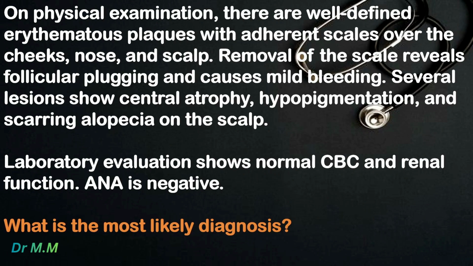On physical examination, there are well-defined erythematous plaques with adherent scales over the cheeks, nose, and scalp. Removal of the scale reveals follicular plaquing and causes mild bleeding. Several lesions show central atrophy, hypopigmentation, and scarring alopecia on the scalp. Laboratory evaluation shows normal CBC and renal function. ANA is negative. What is the most likely diagnosis?